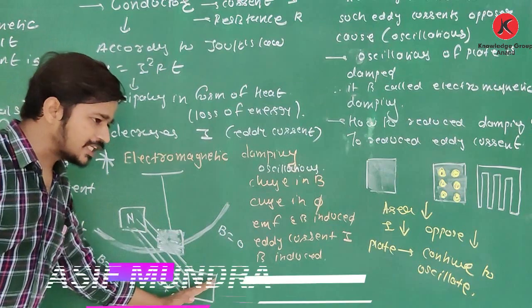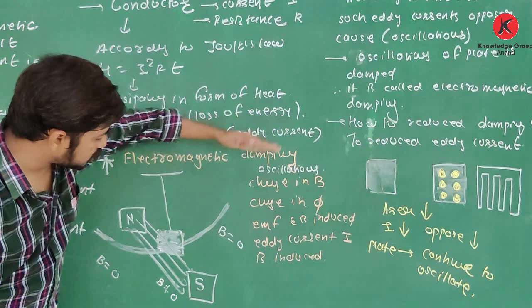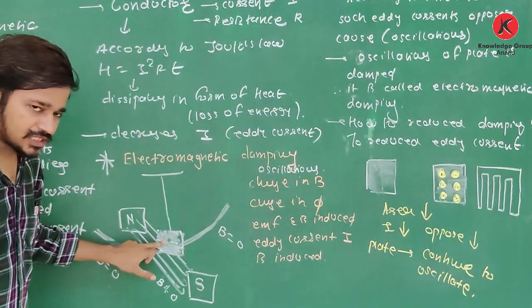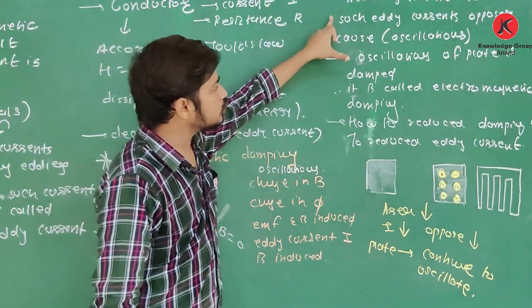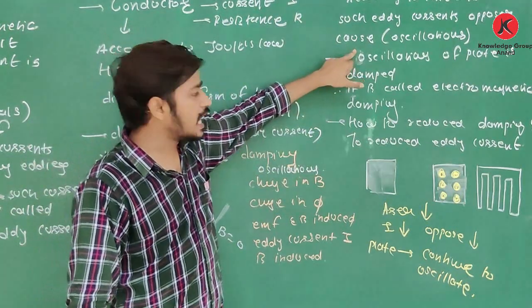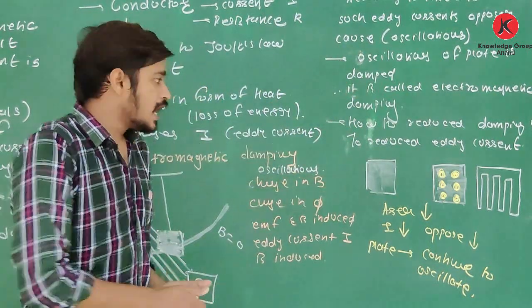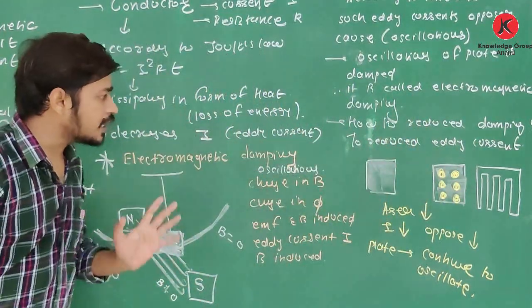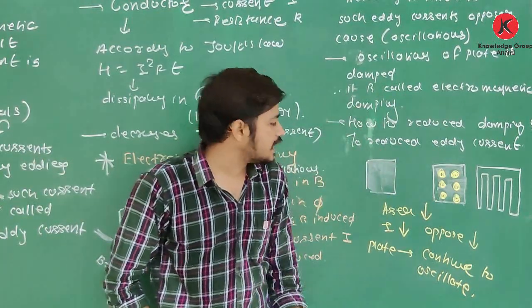So what is electromagnetic damping? See, in this region there is magnetic field, in this region no magnetic field. Due to oscillations of plate, there is changing magnetic flux linked with this plate, EMF is induced, eddy current I is induced. According to Lenz's law, eddy currents oppose their cause, meaning oscillations. So oscillations are damped. That's why it is called electromagnetic damping. How to reduce this damping or how to reduce eddy current? To reduce eddy current, you have to decrease effective area. How to decrease effective area?